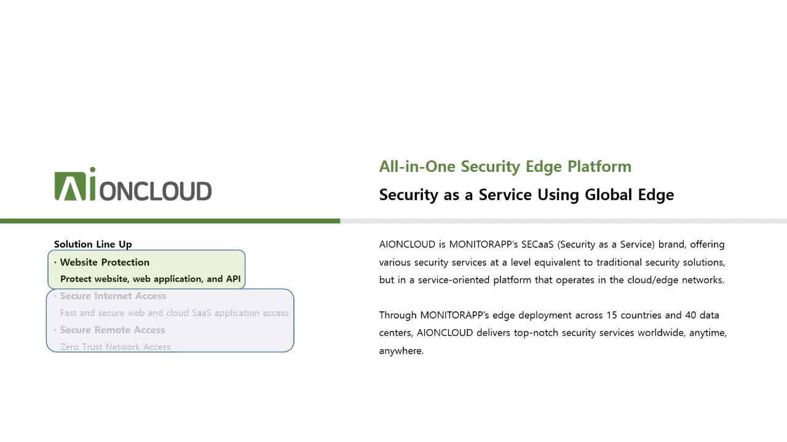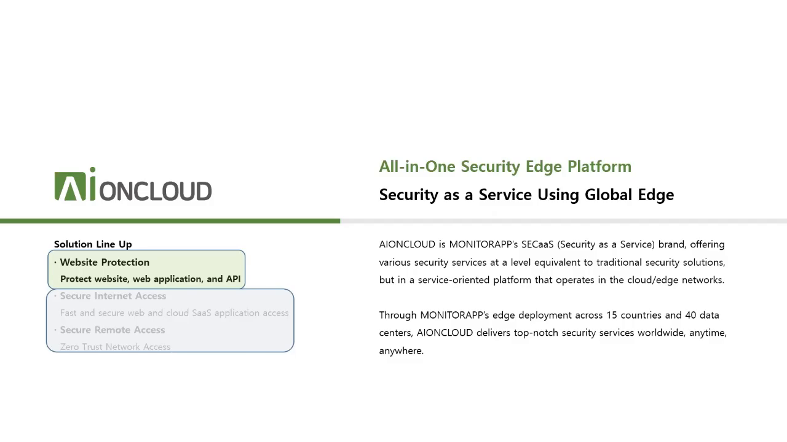So basically, website protection checks the inbound traffic and secures the website, but the Zero Trust service is the reverse. It controls the outbound traffic to secure the client users from malicious contents. So today, we will focus on website protection.